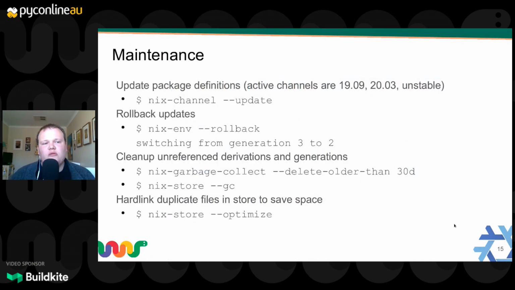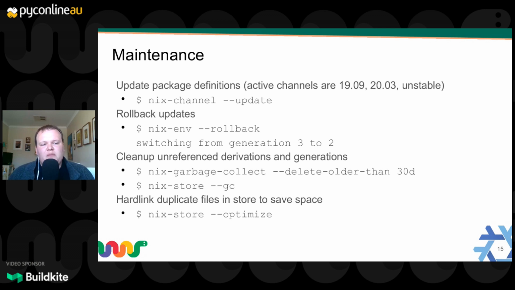We can also perform package maintenance. You can update your channel, so you can pull down patches and backports for your currently active channels. 1909 and 2003 are currently active and getting backports, and Unstable is moving ahead at a great pace. I think they're going to branch for 2009 soon, and that'll be exciting.